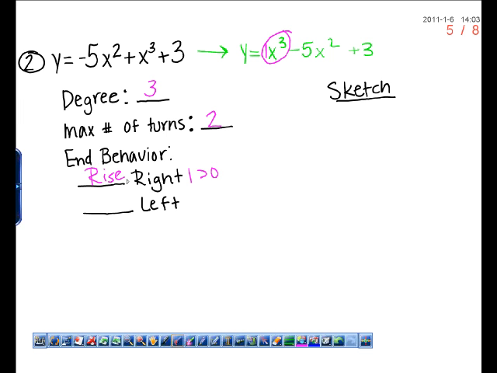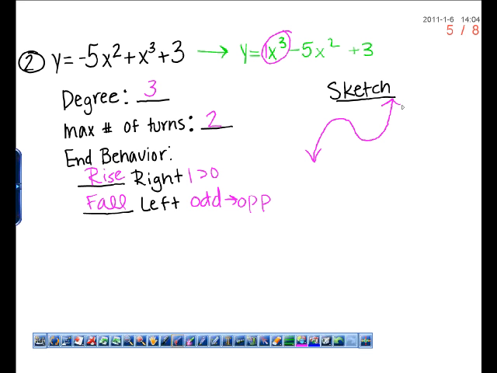What do I look at to decide the left? Yeah, the degree. Is my degree even or odd? So odd is same or odd is opposite? So what's going to happen on the left? Fall left. So let's do some sketching here. On the left, I'm falling. I need 2 turns, 1, 2, and I'm rising to the right.